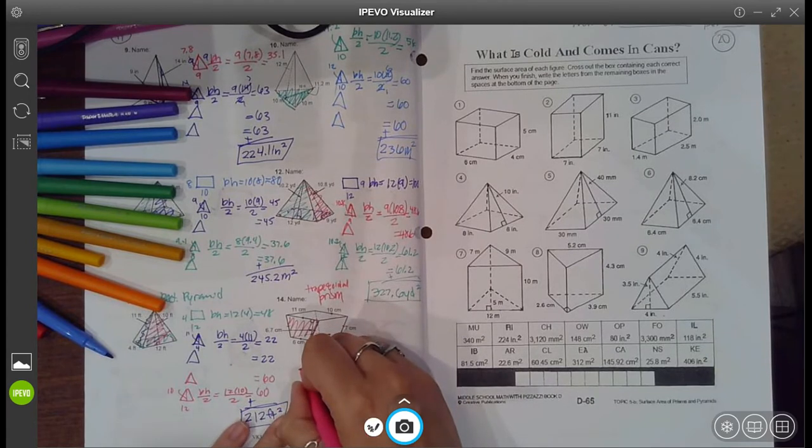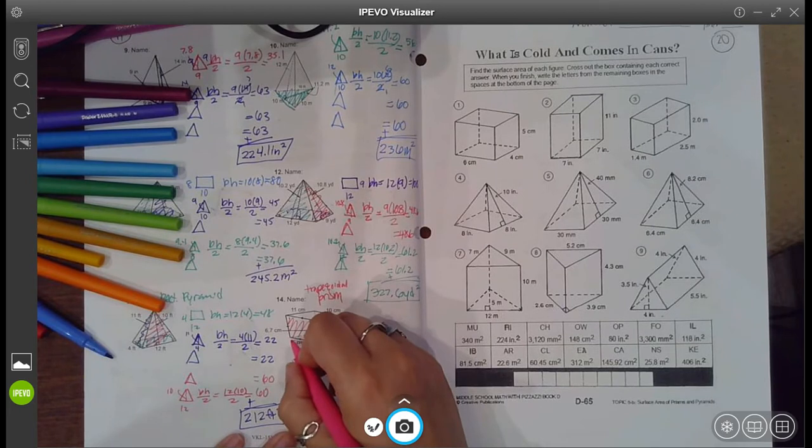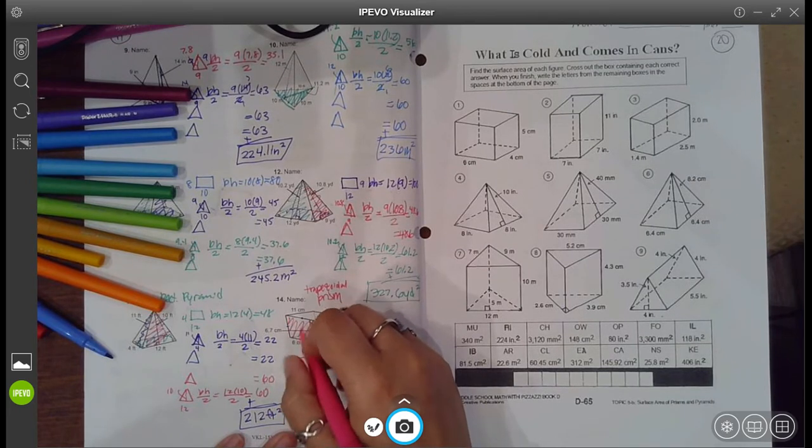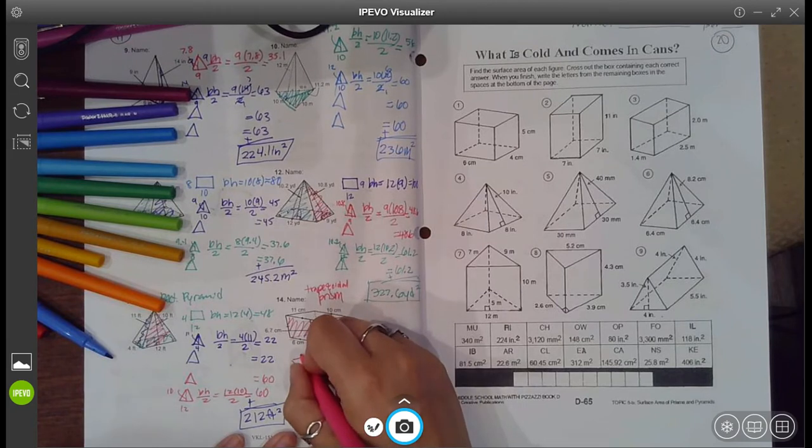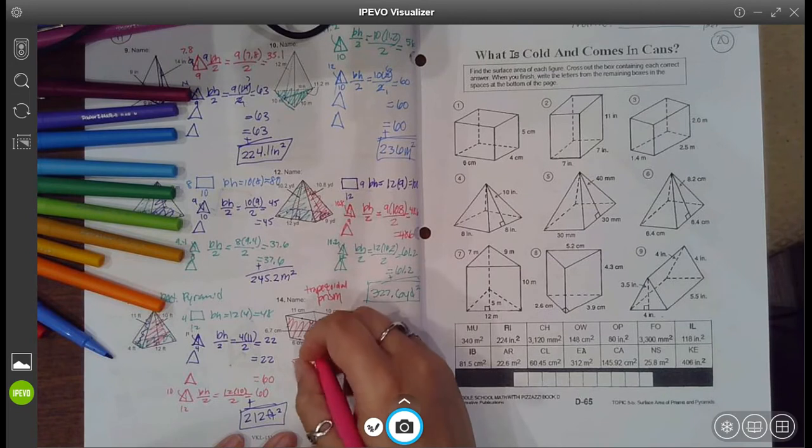Okay. Which means I have 2 identical bases that are trapezoids. So I need to know the base lengths of them. So that would be 6, and this guy, which is the same as this, so 10. And a height of, what's this right here, separating your 2 parallel bases?